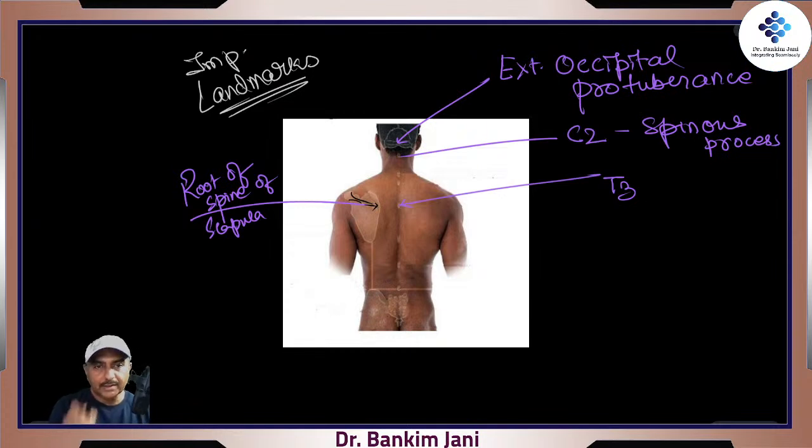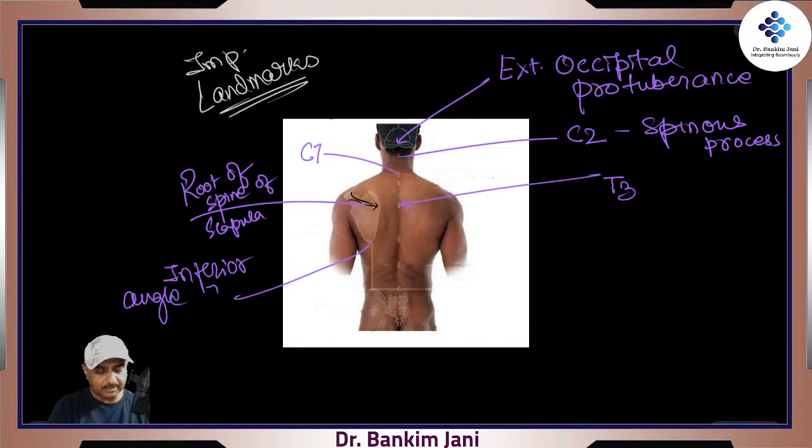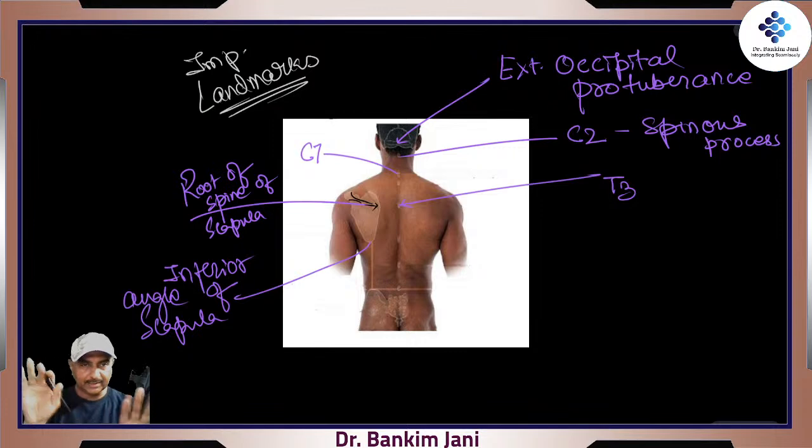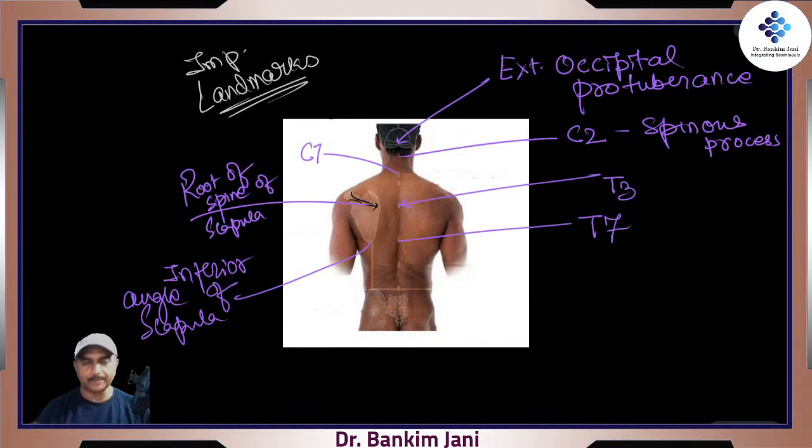Over here into the neck, right? As you go down, you'll feel C7. Now, another important landmark, very easy to feel in your body, is the inferior angle of the scapula. Okay? So when you feel that inferior angle, immediately you know that you are at the level of T7, right?